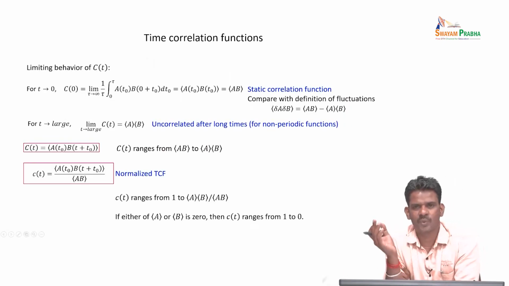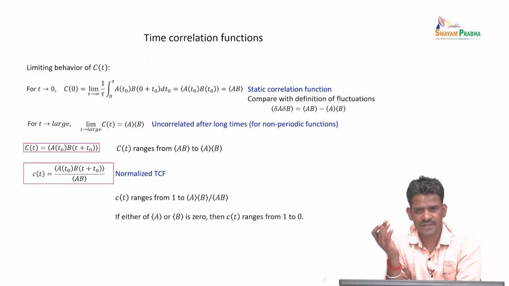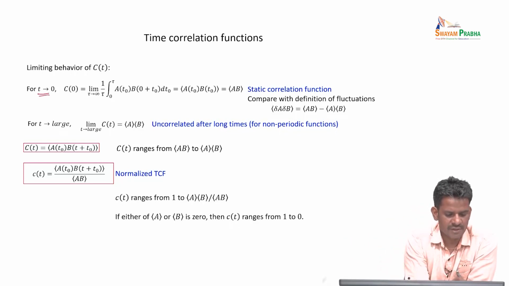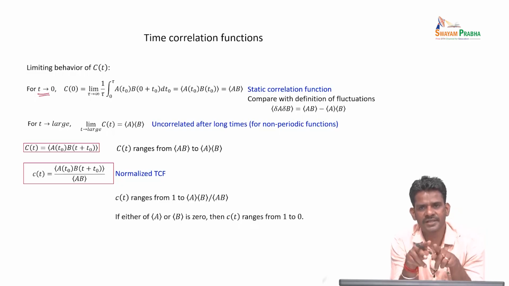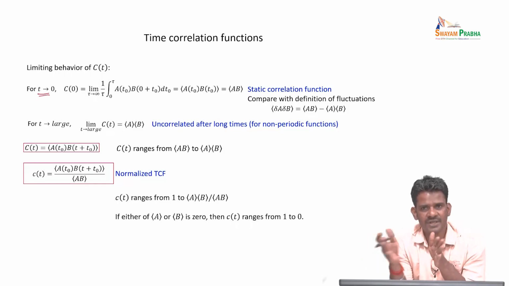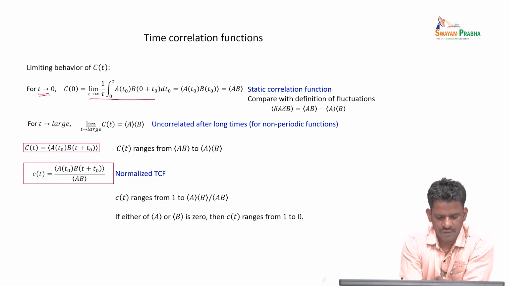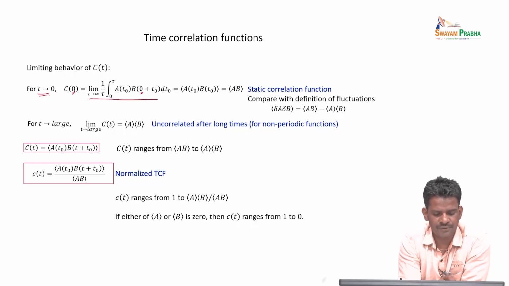So, now we would like to look at the limiting behavior of these functions at short times and long times. Let us say when t is tending to 0, that means you are looking at correlation between two sets of data which are in the neighborhood of the same time, not very far apart, very close to each other in time. So, we use this definition of correlation function and substitute t equal to 0. Here we had c of t, now I am calculating this function at time t equal to 0, and this variable b is also taken at the same time as a.